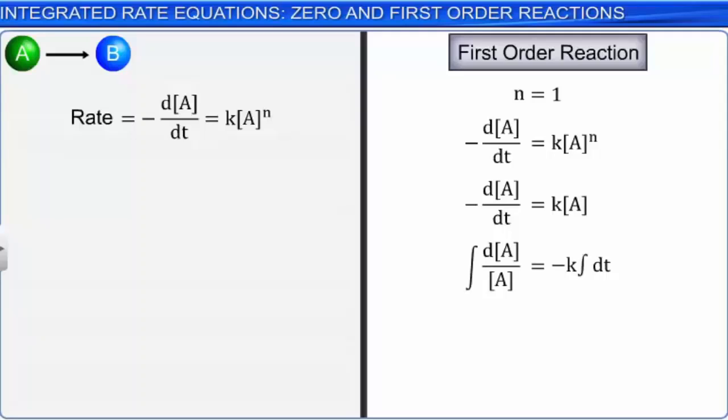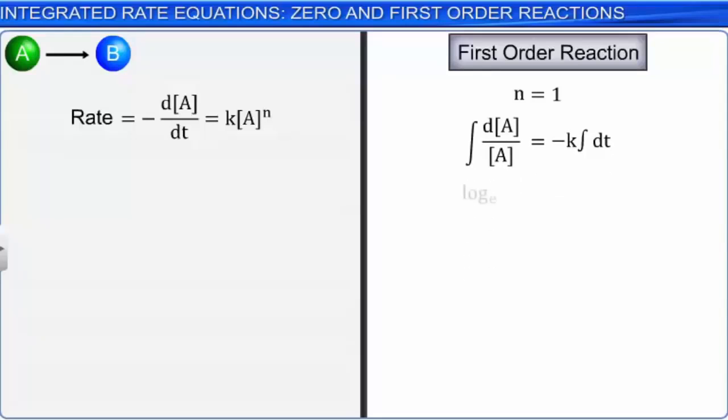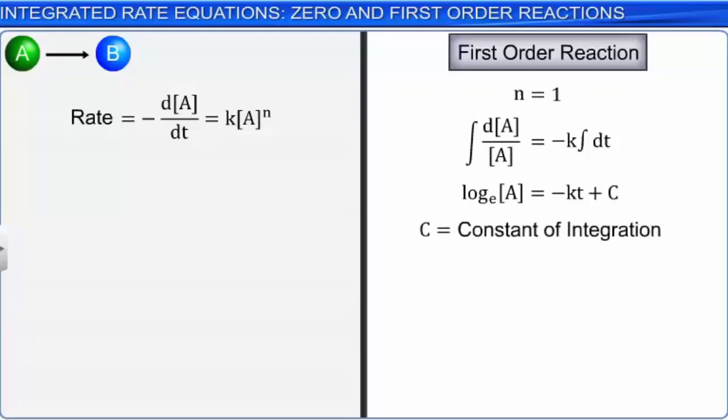Integrating both the sides, we get log concentration of A to the base e is equal to minus K multiplied by t plus C, where C is the constant of integration. Let this be equation 3.